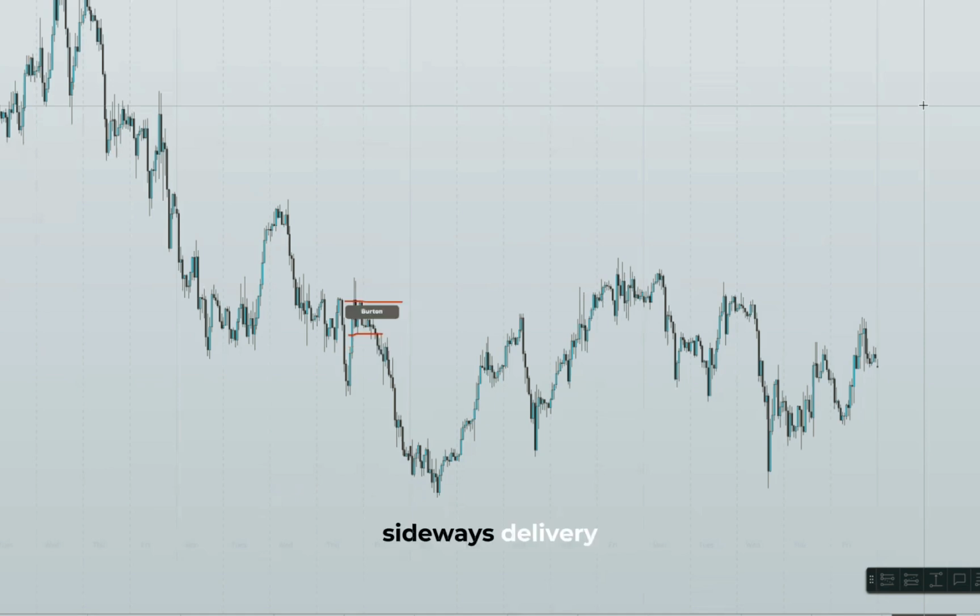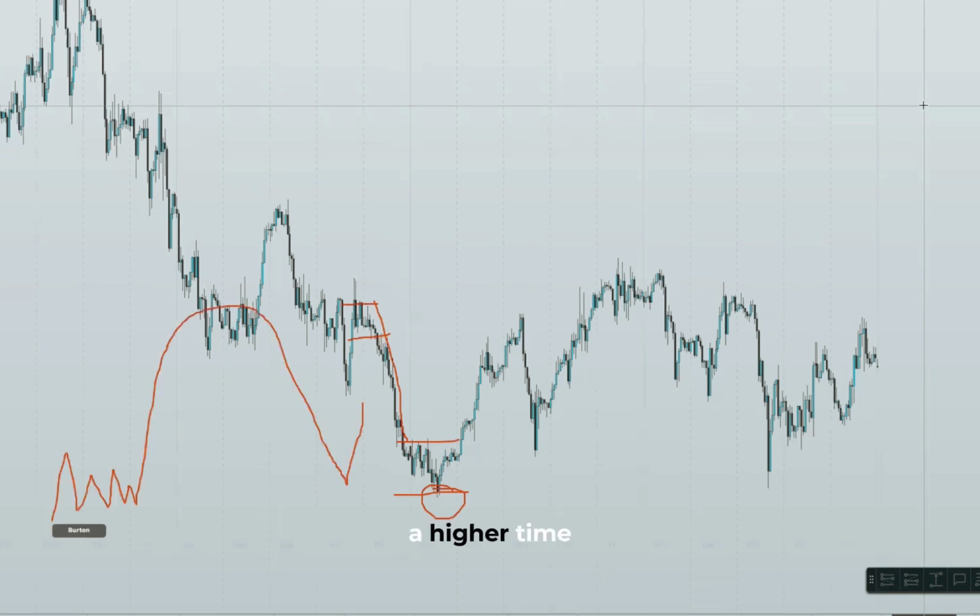So any sort of sideways delivery followed by initiation that hasn't been mitigated from yet. So obviously this is a sideways range here, we initiate lower prices, we go into another sideways range here, and then initiate higher prices. So this would have reacted off a price delivery like this on a higher time frame. This one here. Just go back, just clear this.